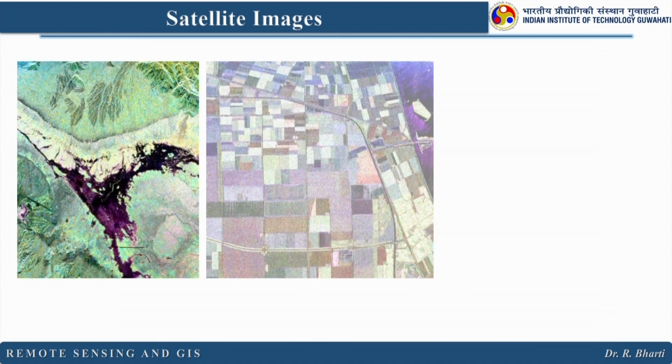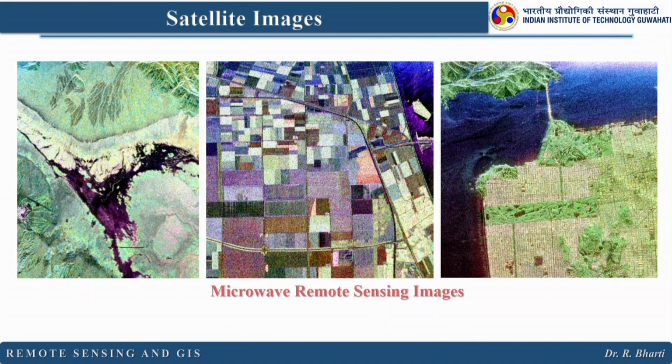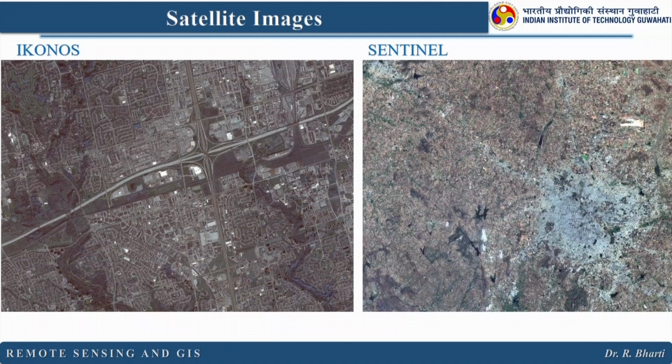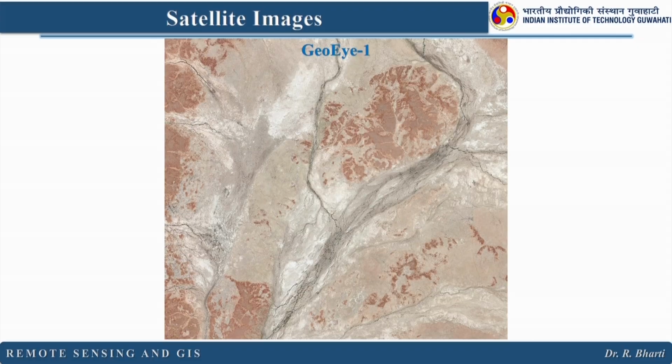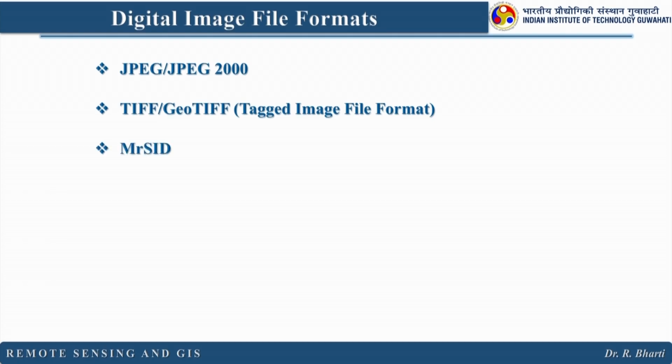Then this is an example from microwave. In microwave remote sensing, information comes to us through the backscattered energy. So, the information will be completely different from our visible, infrared or thermal data, right. That you will understand slowly once you cover this whole course. This is another example from IKONOS and Sentinel. This is from GeoEye. So, the first one is JPEG, then the next is TIFF or GeoTIFF, then MrSID, then PNG, HDF, ASCII.